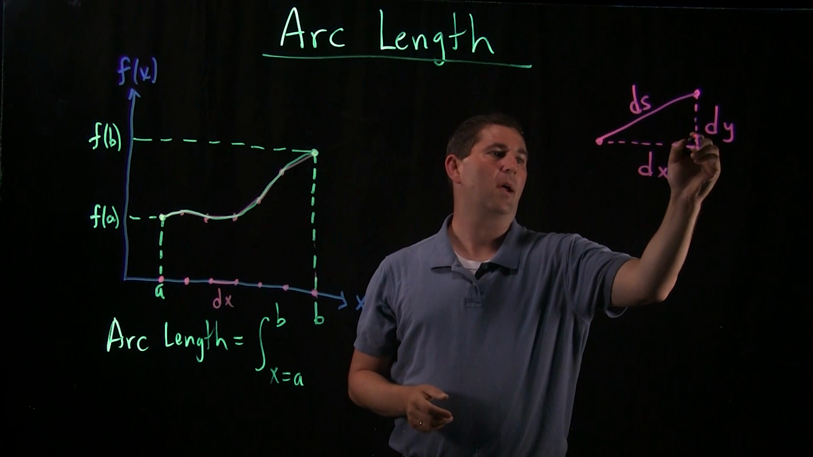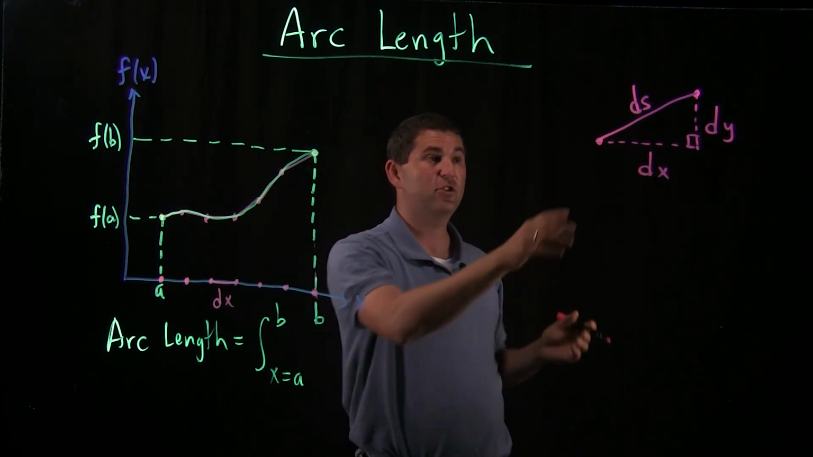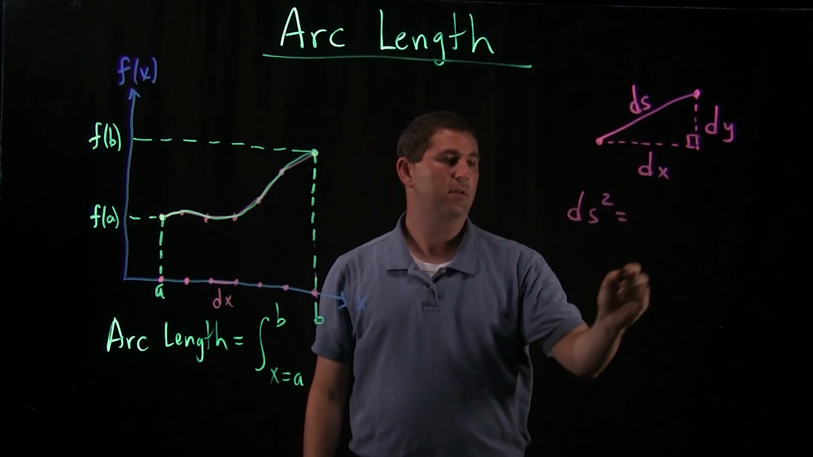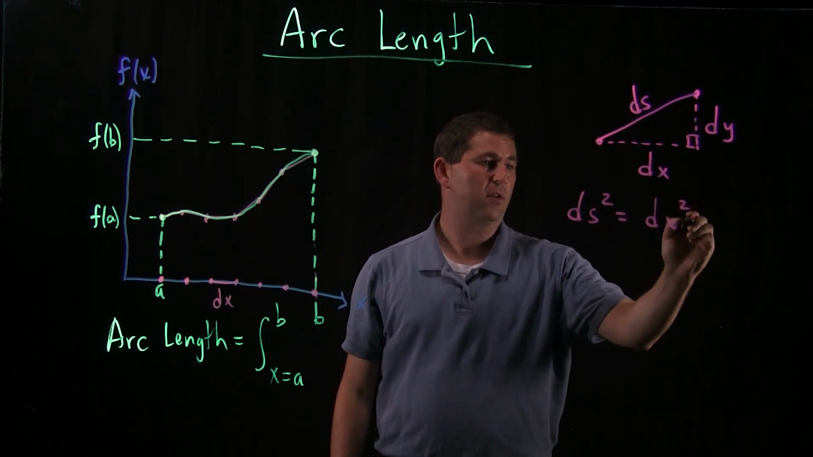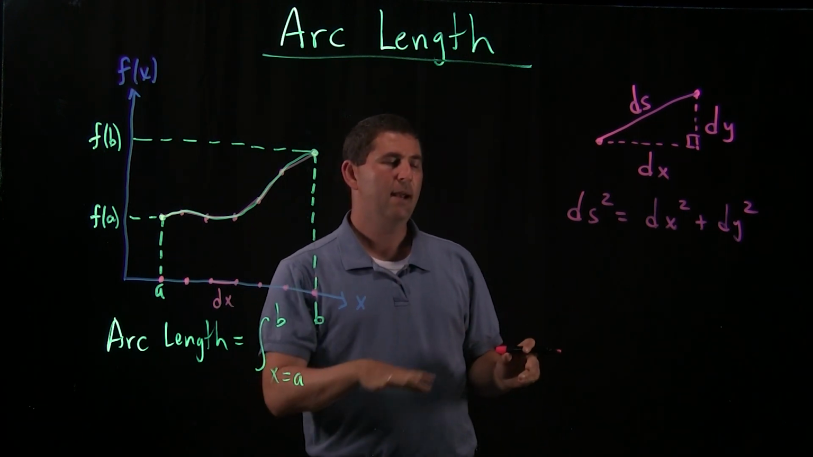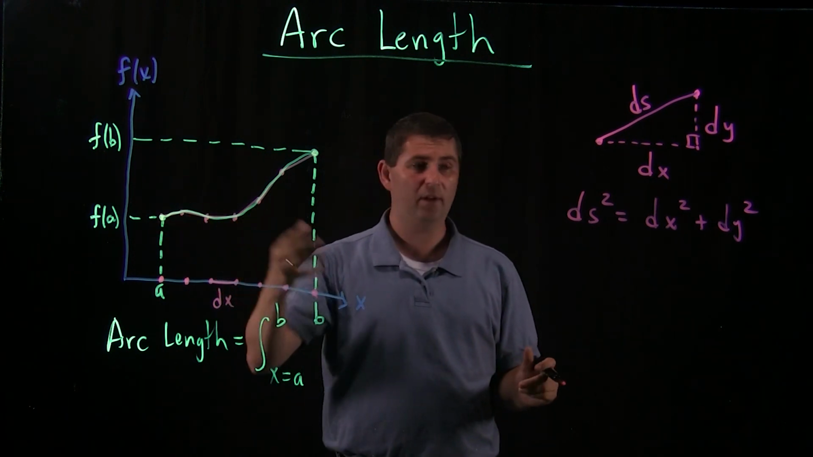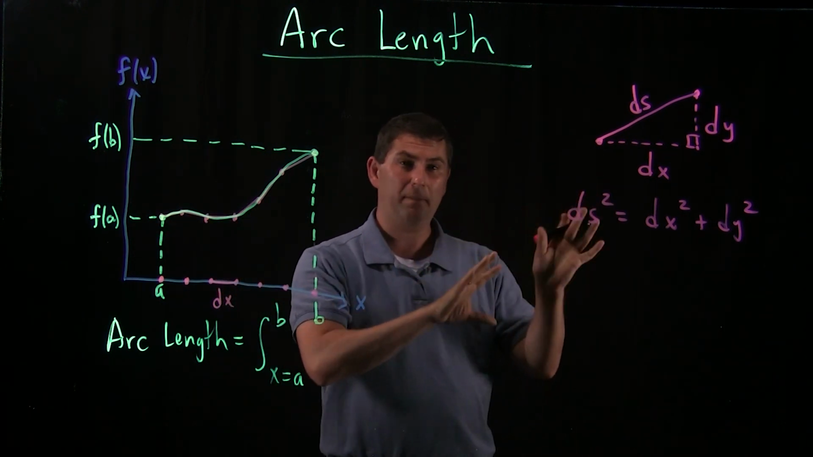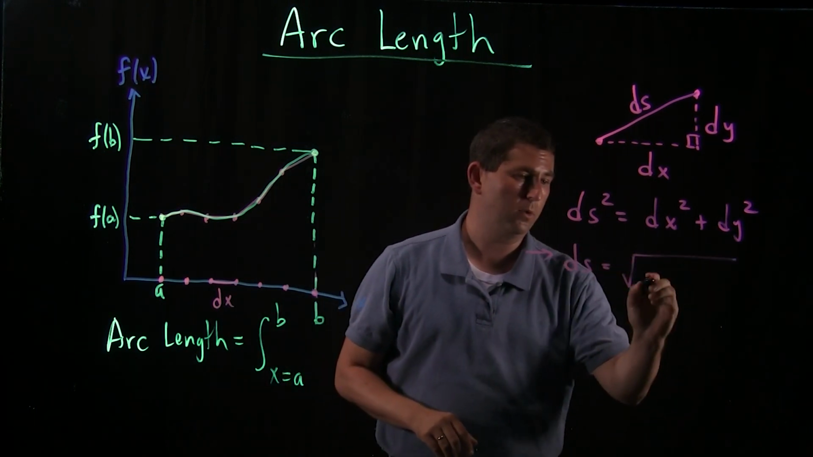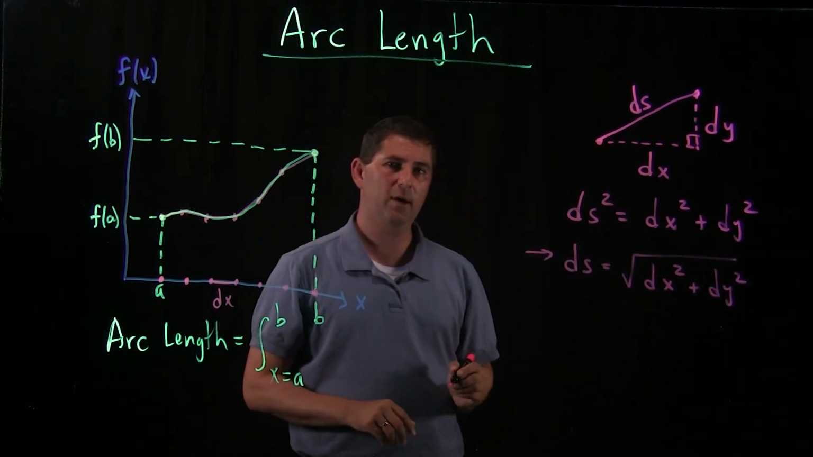Now we have a little right triangle, and using the Pythagorean theorem, we get a nice relationship between dx, dy, and ds. Namely, ds squared is going to equal dx squared plus dy squared. Now I'm going to assume here that ds is some positive number since we're looking at lengths. So if I take the square root, I don't have to worry about plus or minus. So ds equals the square root of dx squared plus dy squared.